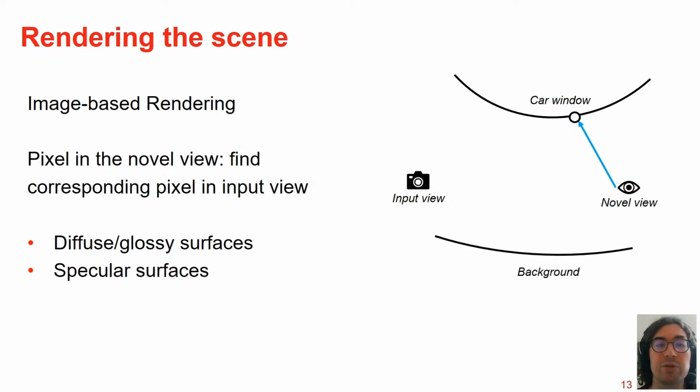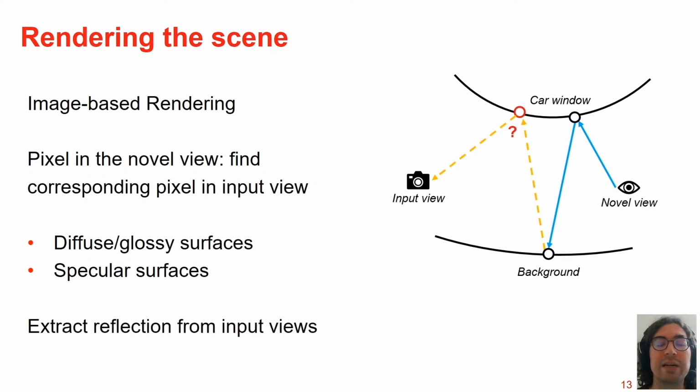But for mirror-like specular reflections, such as the windows, the flow of reflection when changing viewpoint is very different because it depends on the background point which is visible in the reflection. This means that at runtime, we need to be able to find the background point from the novel view and then find the input view pixel that shows the same background point reflected. Furthermore, we don't directly have the reflection information available in the input views. We have the final blend of reflection and transmission, and we will need to separate them.